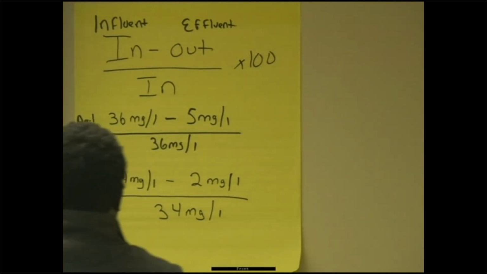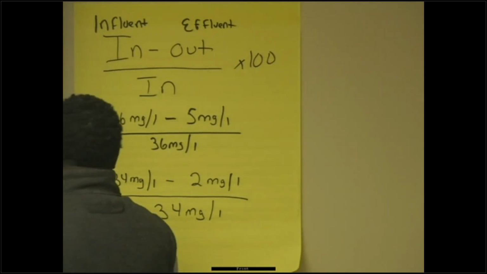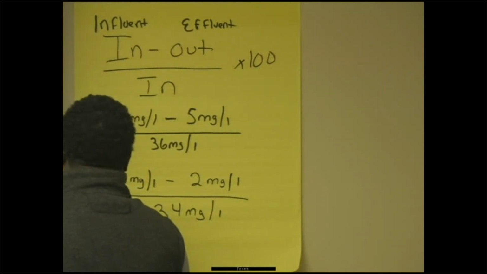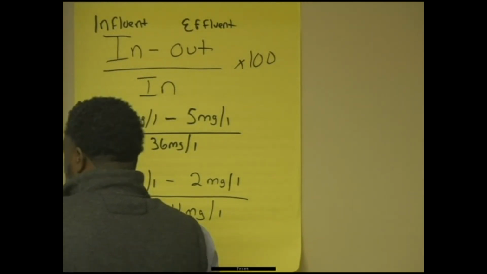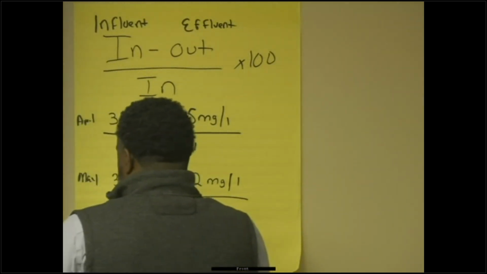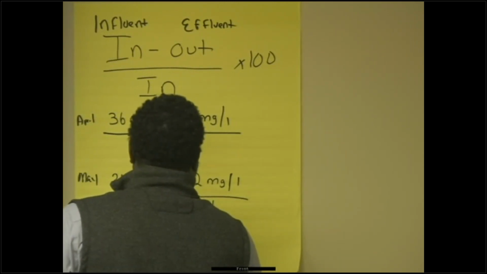In the month of June, the influent TSS was 134. The effluent TSS was 5, all over 134.